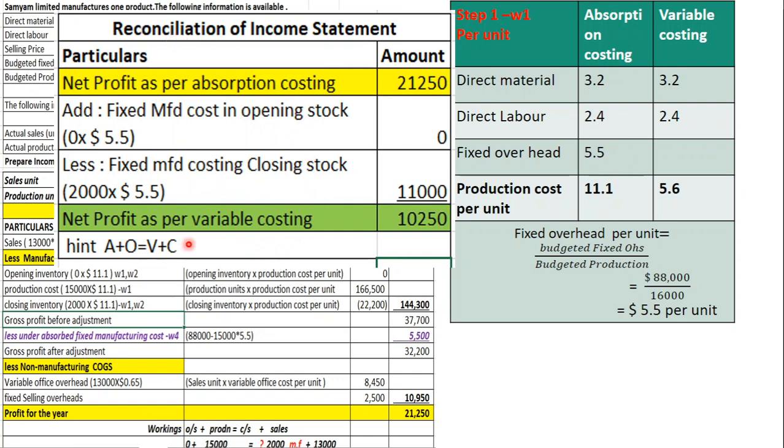It's very simple. So what if your profit was as per variable costing? If you had got profit as per variable costing, you will have to start your heading as net profit as per variable costing, this V. Then you will have to add C. Add C means you will have to write add fixed manufacturing cost of closing stock. Clear? Then you will subtract O, because when O comes it becomes minus, less fixed manufacturing cost in opening stock, and that will give you the answer as net profit as per absorption costing. So that's how you do it.